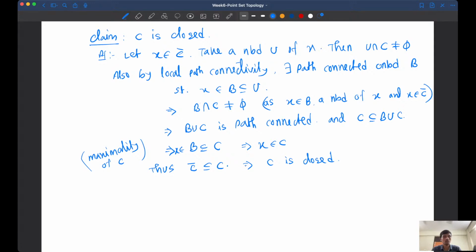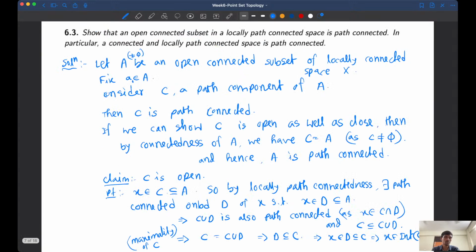Okay, so we just proved that C is both open and closed, and C is non-empty, hence from this we get that any open connected subset in a locally path connected space is path connected, right? So in particular, this openness is just needed to get that C is open.